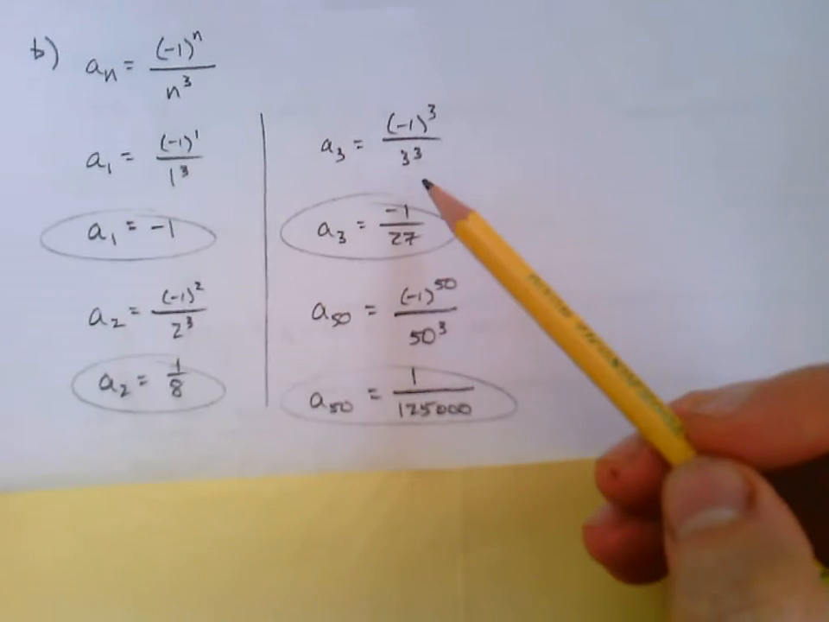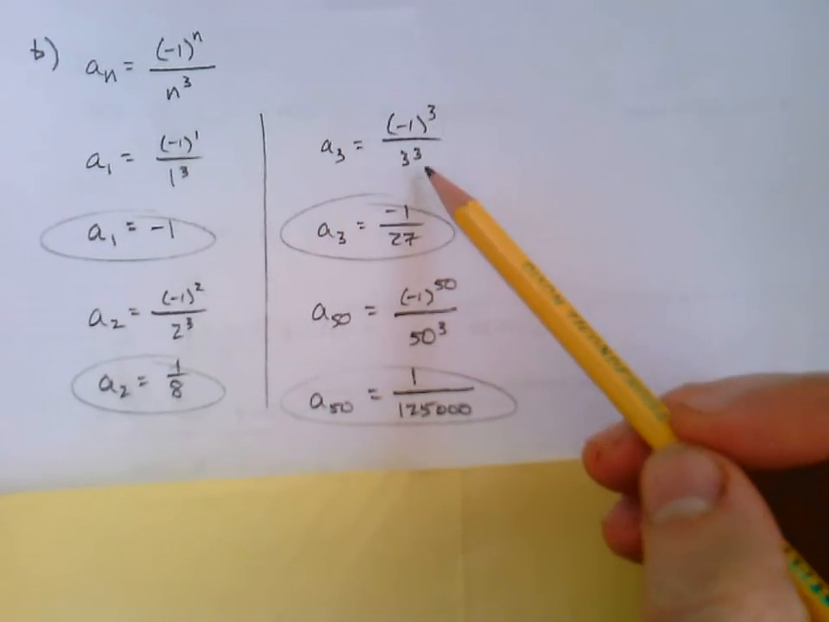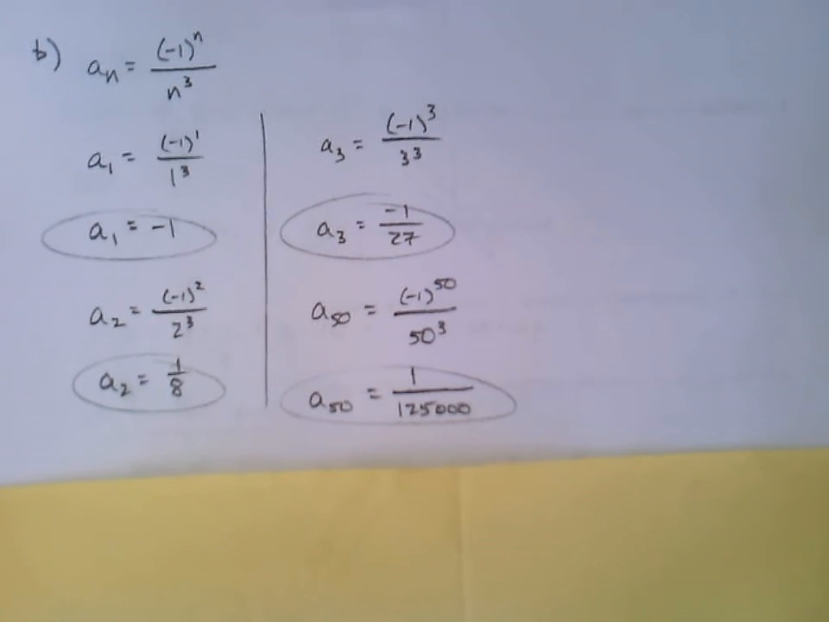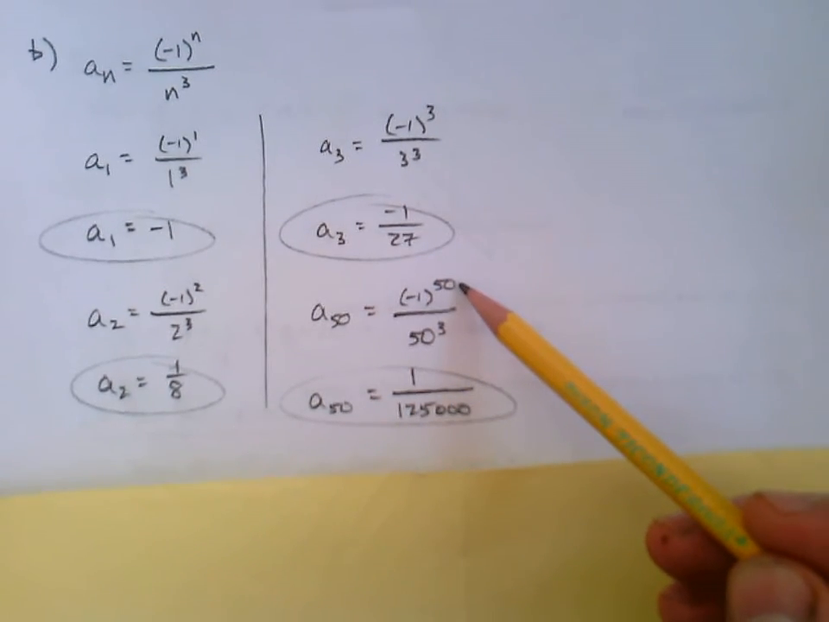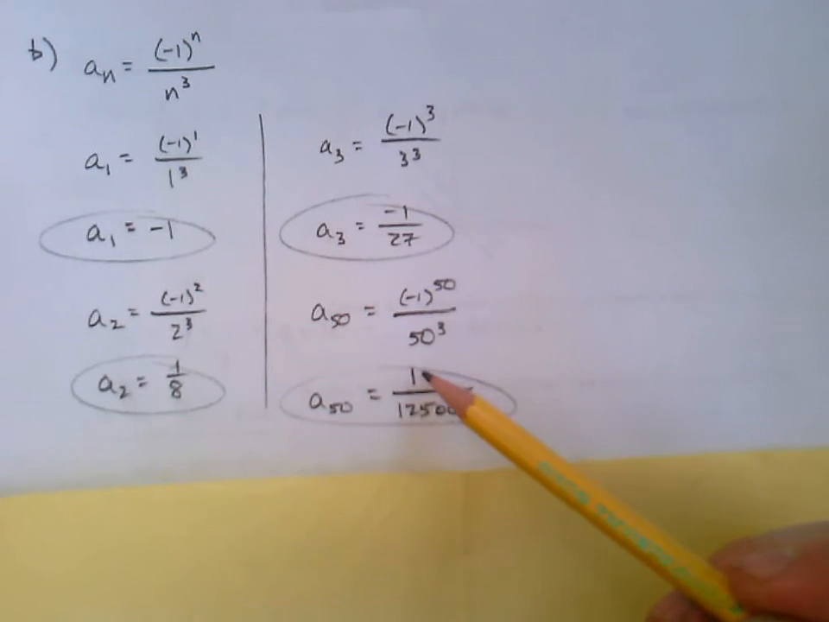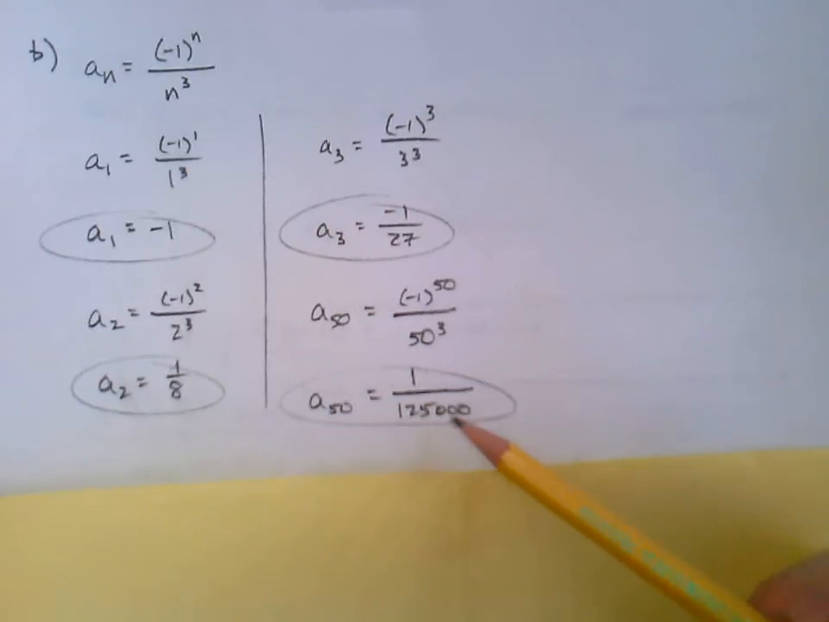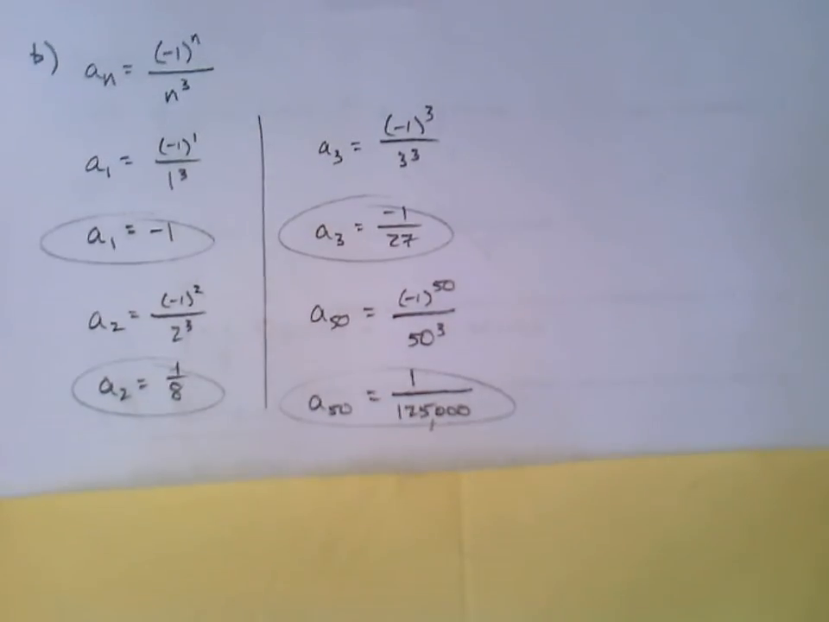Okay, the third term, a3, negative 1 to the third comes back to negative, and it's over 27. And finally, the 50th term, negative 1 to the 50, that's an even power, so it's going to come out to positive 1. And 50 to the third is this, 125,000. So there you go.